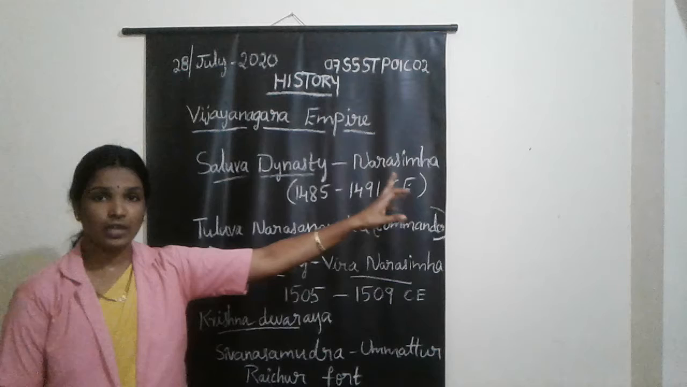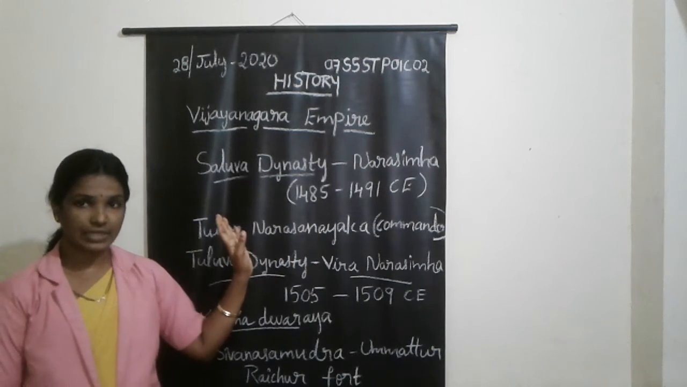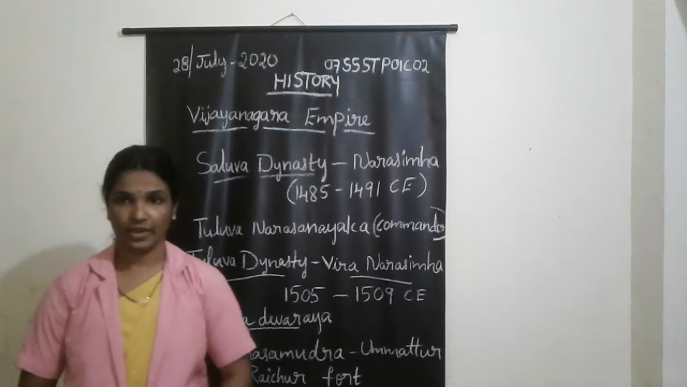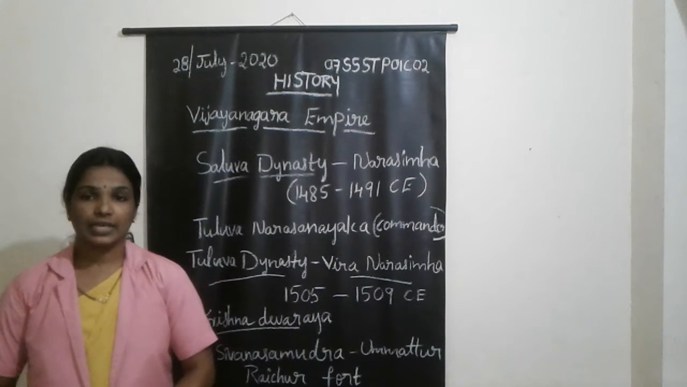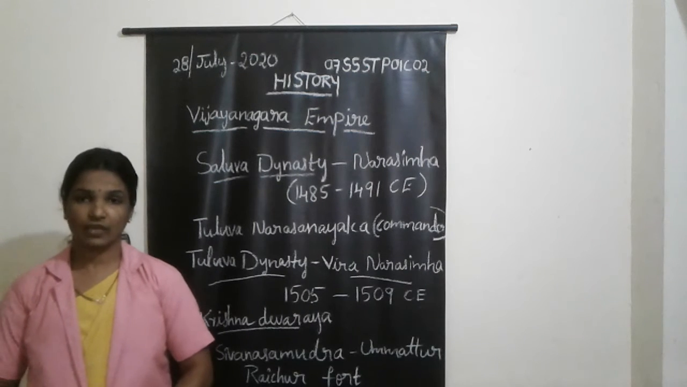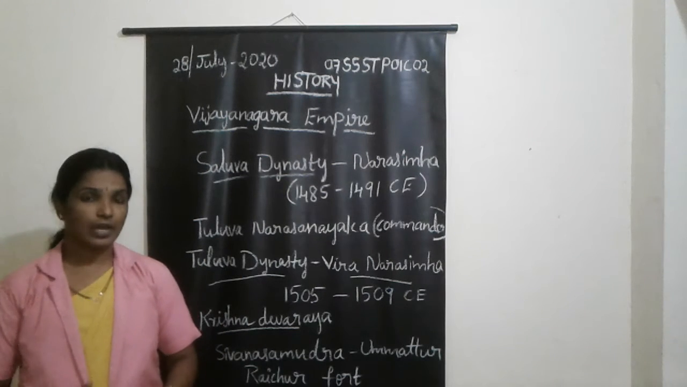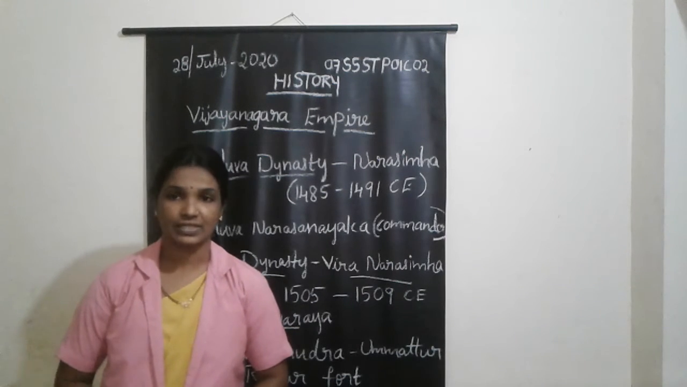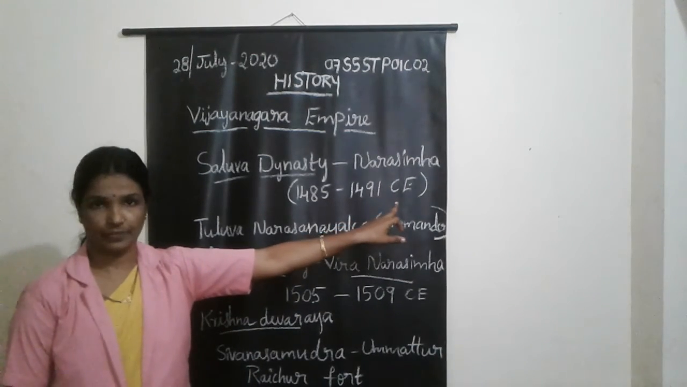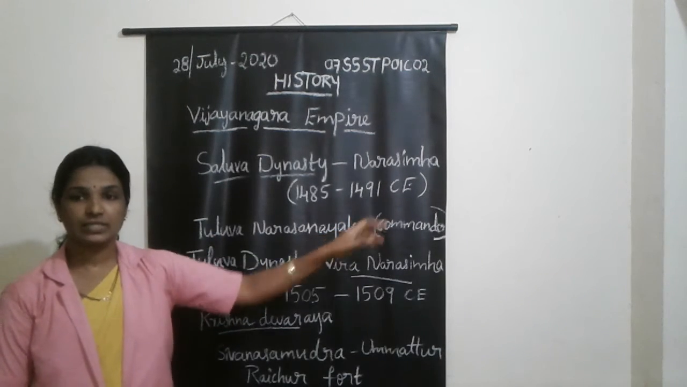Saluva Narasimha took advantage of the weak administrators of Sangama dynasty. Then he came to power in 1485. After taking over the administration of Vijayanagara Empire, Saluva Narasimha ruled for 6 years. Later, he died in 1491 CE.